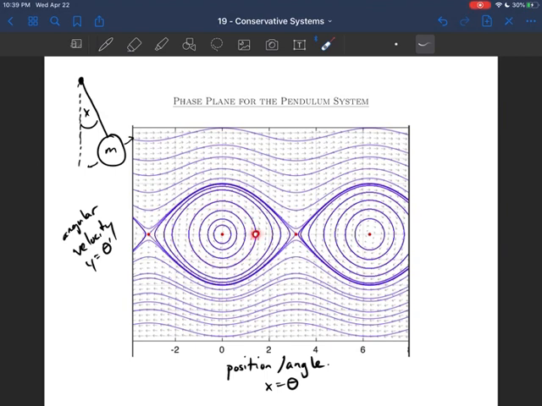Well, what you can imagine is, imagine that you're on one of these closed orbits in here. This circle has to represent some kind of motion of the pendulum. And what motion is that? Well, consider what's happening at this point right here. At this point, that's the highest x value that this curve will ever achieve. So that would mean that the pendulum is as far to the right as it's ever going to be. And then from there, the arrows say we proceed this way.